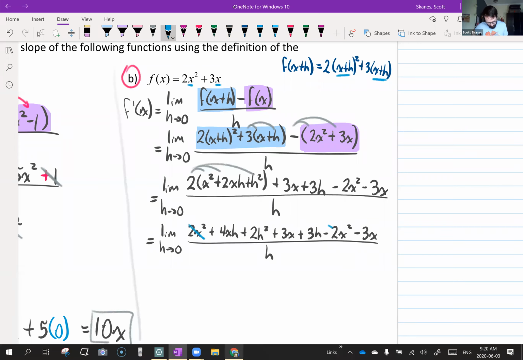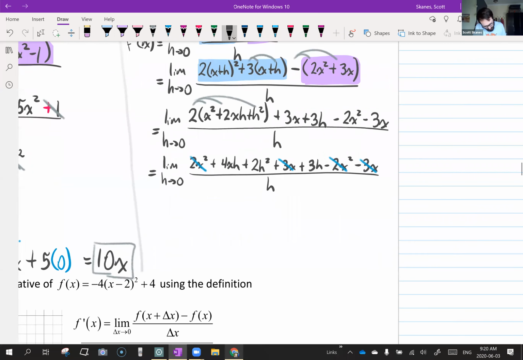2x squared, I see that twice, a positive and a minus. I see a 3x and a negative 3x. Is there anything else I can cancel? I don't think there is, but I don't want to miss anything. Oh yeah, h. So I'm going to factor out the h. Let's go one step further and factor out that h. I don't want to skip too many steps. So there's a common factor of h. I'll take that out. Oh, there we go. We can cancel it.